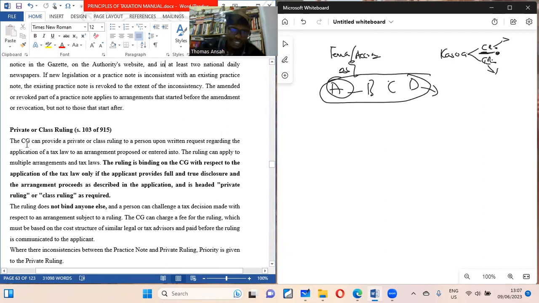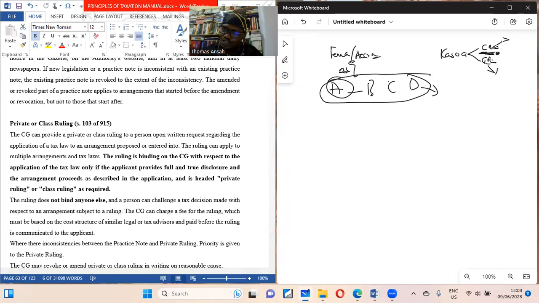But here, you see, the ruling is binding on the Commissioner General with respect to the application of the law only to the applicants. So if you were not part of the class action, the Commissioner General is not bound. And two, even if you are part of the class action and you lied, then it's still not binding on him, all right? Because you didn't expose him to all the true and fair facts for him to give you the decision. So if you say you were somewhere in between, but it turns out that you are actually in Greater Accra, you can't say the Commissioner General said so, because you lied. All right. So that is that.